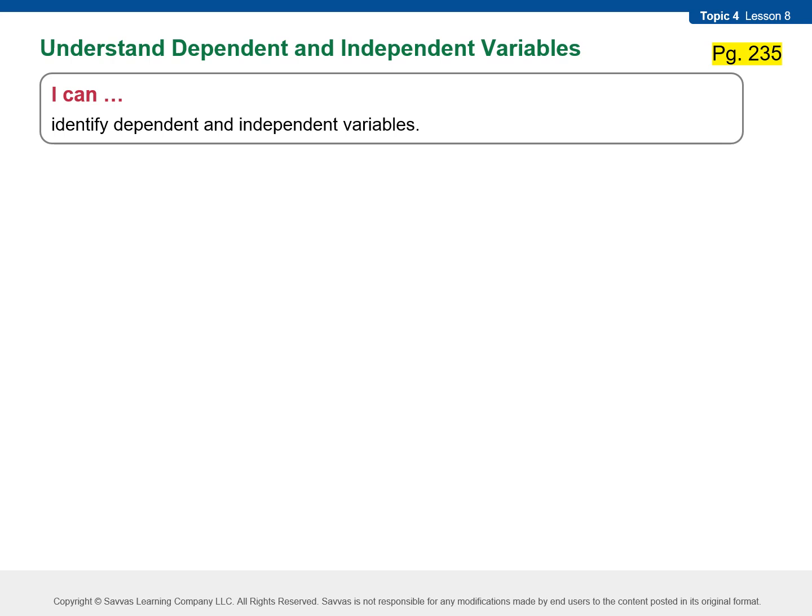We're looking at topic 4, lesson 8. In today's lesson, you will be able to identify what we call dependent and independent variables. Remember, a variable is a letter that represents a number in a math problem.